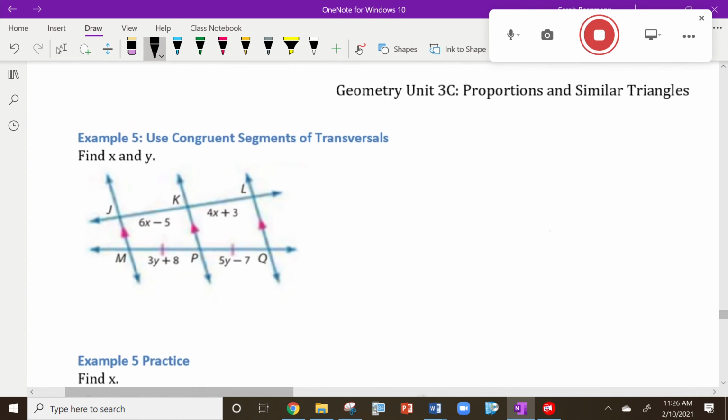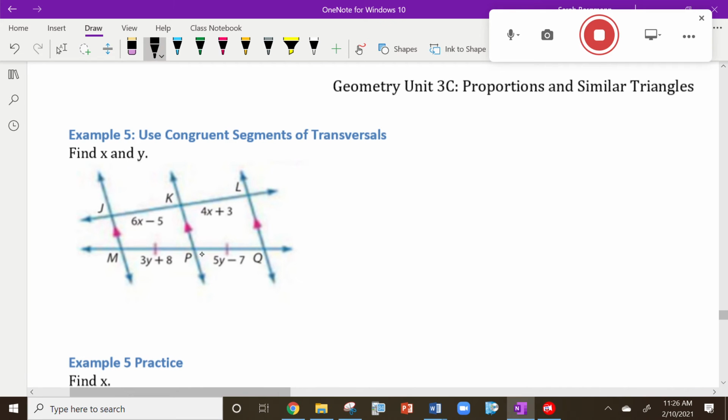Let's use this in an example. It shows us that MP is congruent to segment PQ, and notice that's one transversal. So that means any other transversal that goes through these three parallel lines will also be cut into congruent pieces. So I know JK must be congruent to segment KL. Therefore, 6x minus 5 has to be equal to 4x plus 3. And I can solve this.